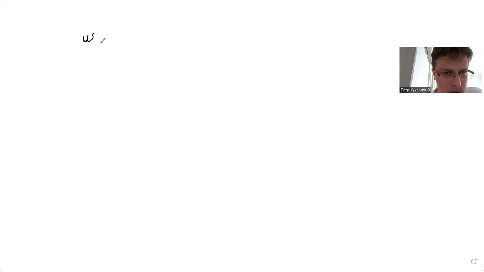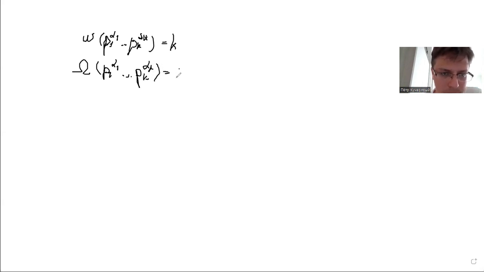Let me write omega of p1 to the alpha 1 through pk to the alpha k is just k. Okay, and big omega of the same is the sum of the powers. So it's the number of prime factors with multiplicity. And we want to find the average order of such a sum.